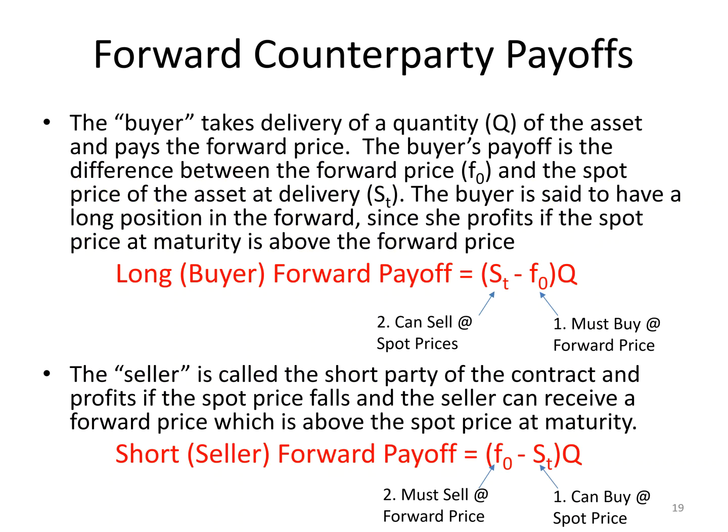So let's talk about the payoffs of a forward contract. In other words, the cash flows at maturity for a forward contract. If you're the buyer in the contract, you will take delivery of the asset at some quantity Q and pay the forward price, your obligation. Now the buyer's payoff is the difference between that forward price F and the spot price at maturity. We'll call that ST. The buyer is said to have a long position in the forward since they will profit if the spot price at maturity is above the forward price.